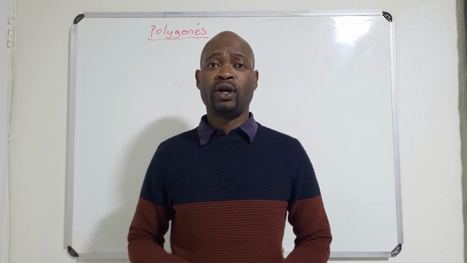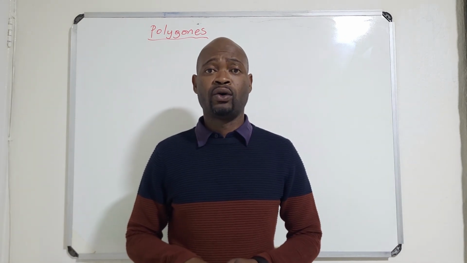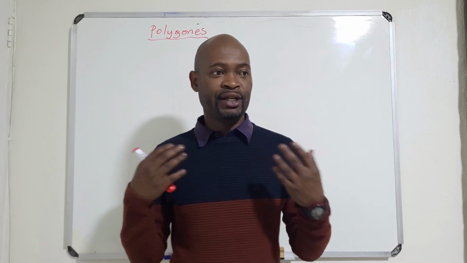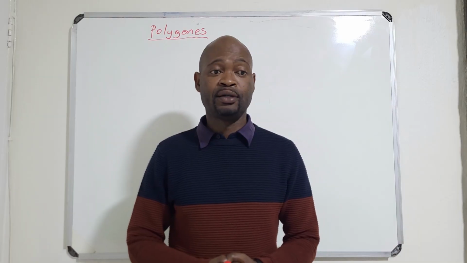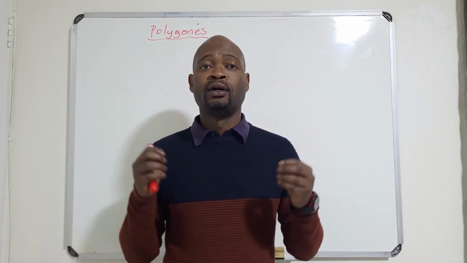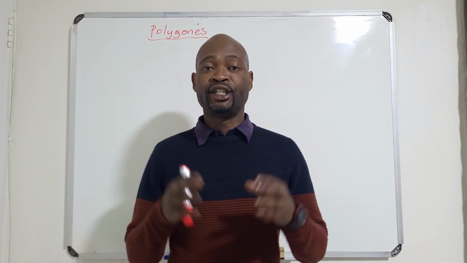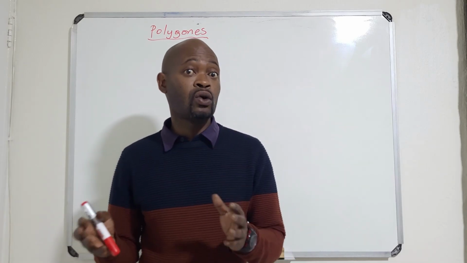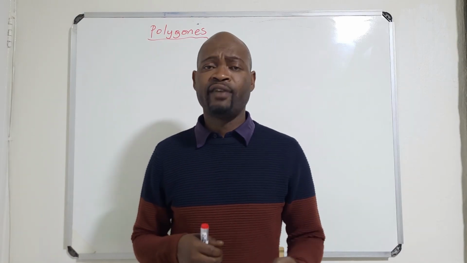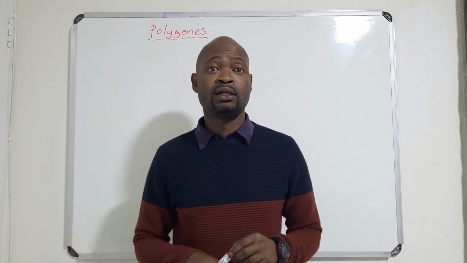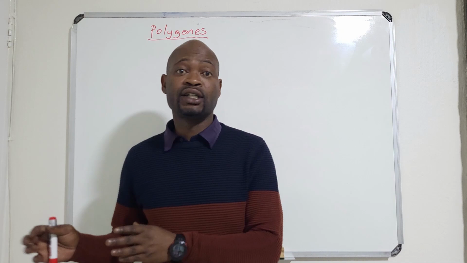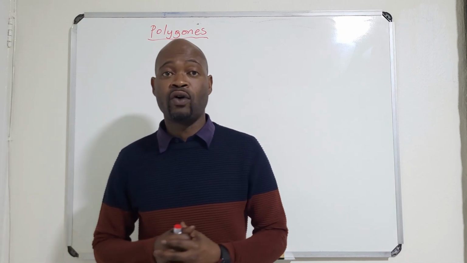Now, let's look at polygons. What are polygons? A polygon is a flat, two-dimensional shape which is completely enclosed by three or more edges. We don't have a polygon of two edges. Polygons start from 3 edges, 4 edges, 5 edges, and so forth.